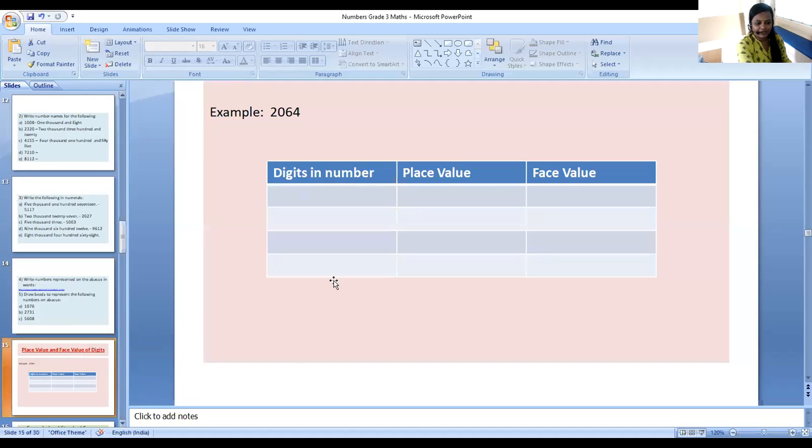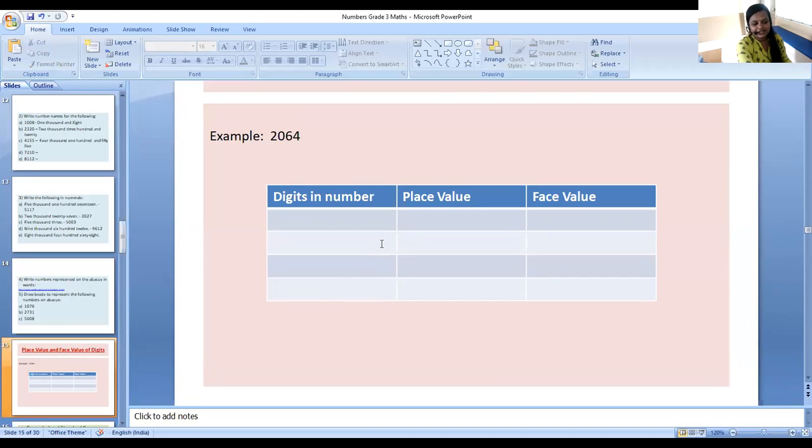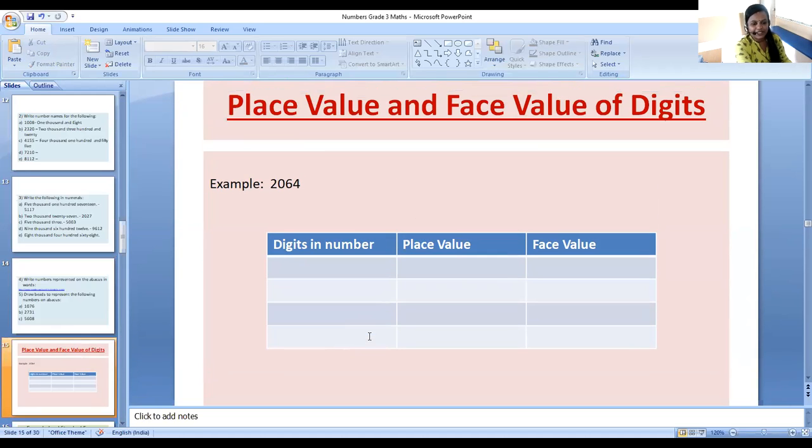Okay, we'll move ahead. Here is an example about place value and face value of digits, where the digits given are 2, 0, 6, 4. Could you let me know what is the place value of 2 in the number 2064? Yes, it is 2000, since 2 is in the thousands place.